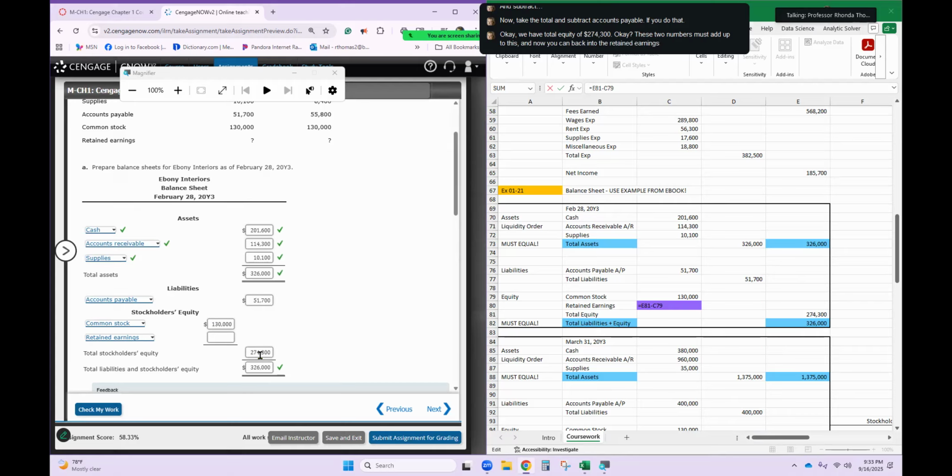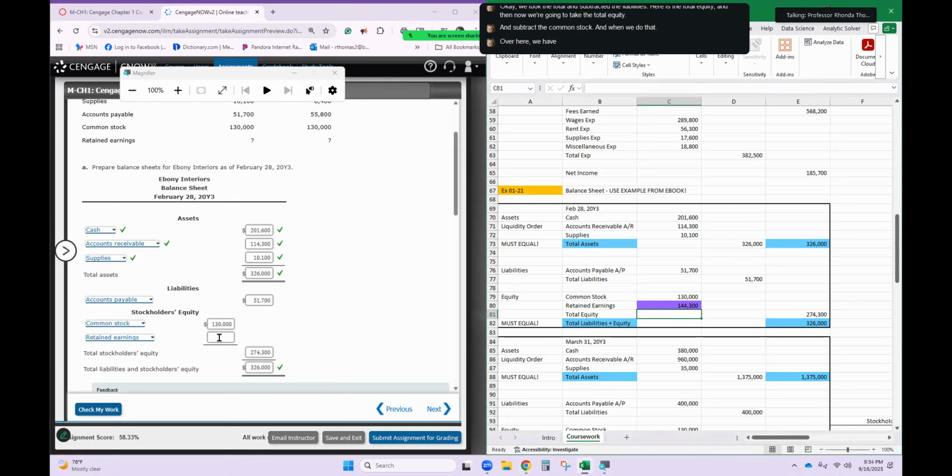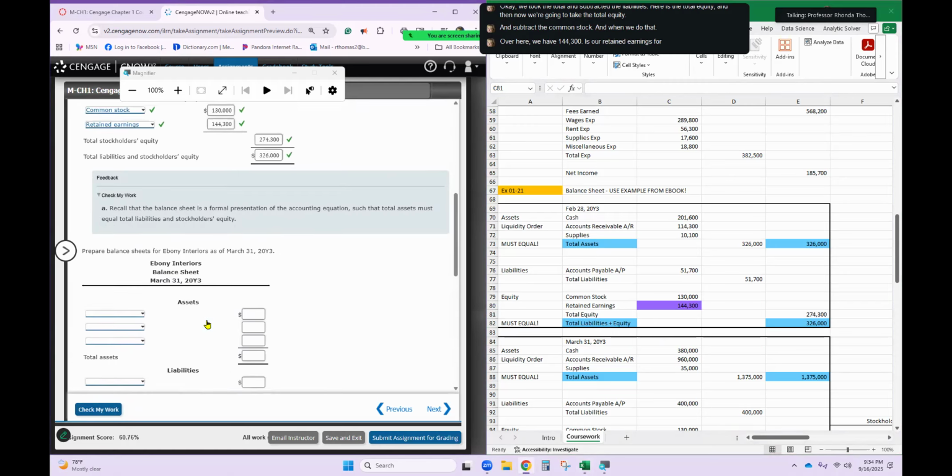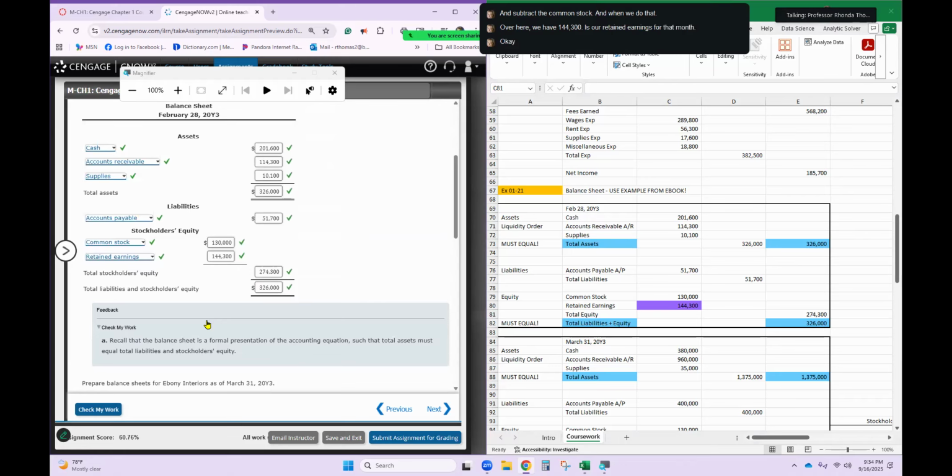So we backed into total stockholders' equity. We took the total and subtracted the liabilities. Here is the total equity. And then now we're going to take the total equity and subtract the common stock. And when we do that, over here, we have 144,300 is our retained earnings for that month. Okay, I think that's correct. We're going to turn around and do it again.